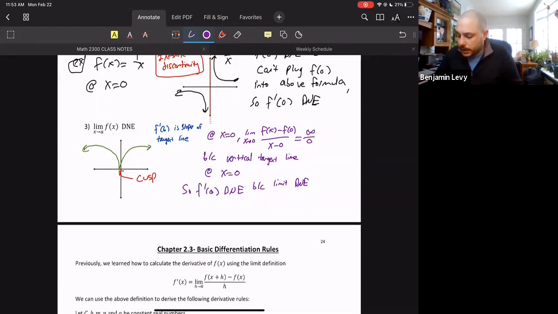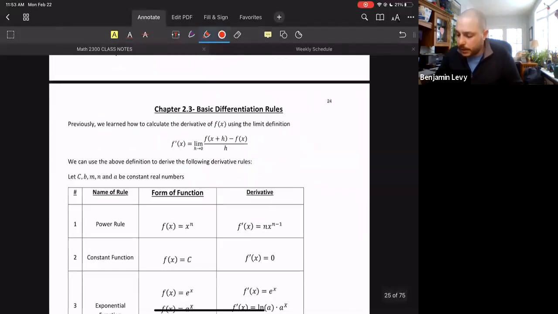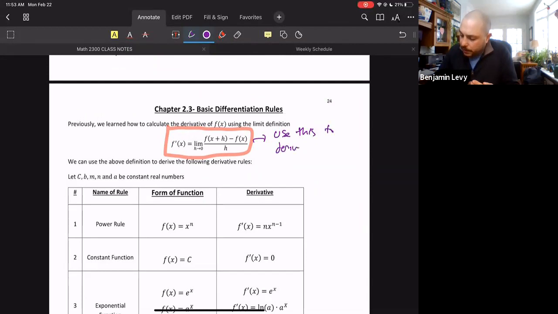But what the next page sort of says, and you can just see what it says right here. We learned how to calculate the derivative using this function or the other ones. But these things, you can use this to derive the below rules. And so instead of having to do a limit every time, right, we just know that we can just follow these rules because these rules follow from this limit definition. That's what I'm trying to say.